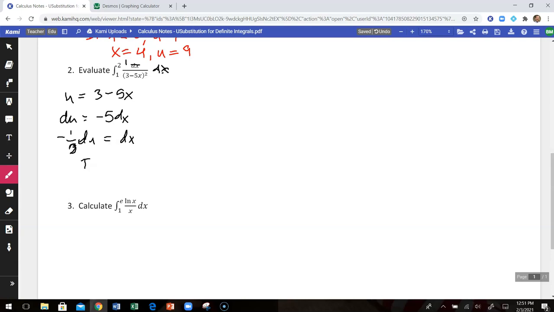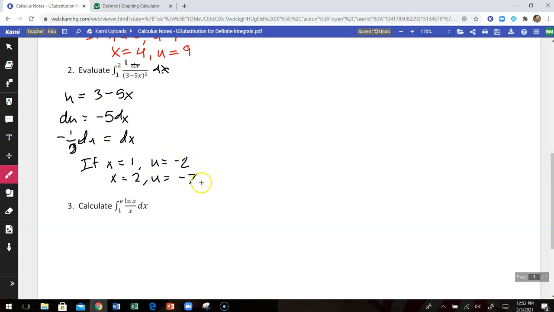And then I'm also going to change my bounds. So if x is 1, then u is negative 2. And if x is 2, then u is negative 7. Now, when we have integrals, we like to have the smaller number on bottom and the bigger number on top, because that represents going from left to right. So it's from a smaller number to a bigger number.